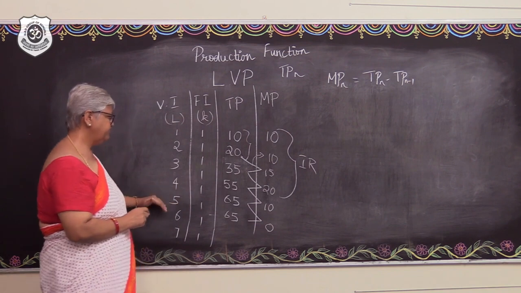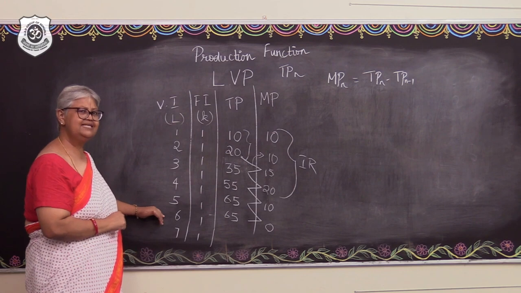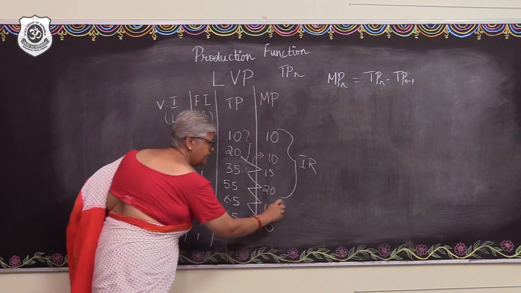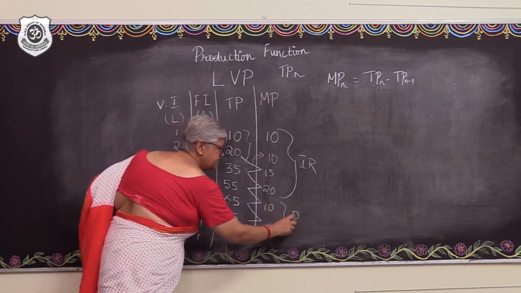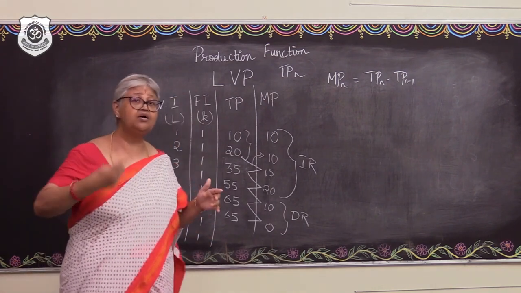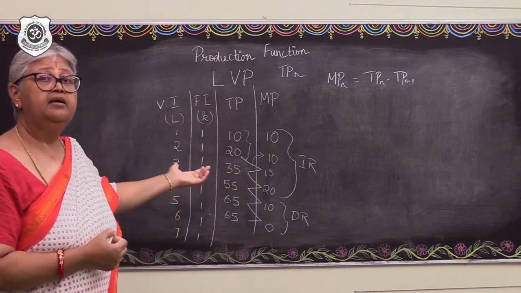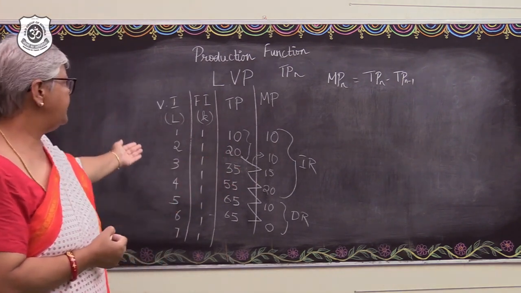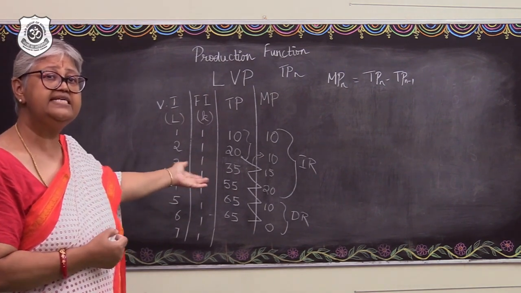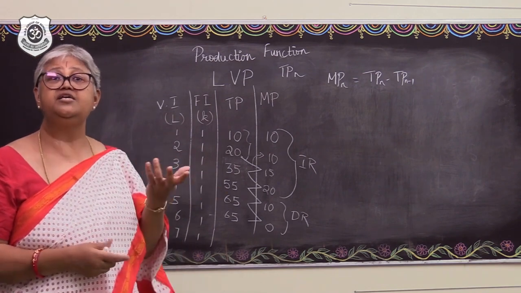After that, from the 5th onwards, the contribution that is done by the 5th and the 6th laborer has fallen. It is a decreasing returns that we see. You have to understand that it is the rate of change that we are talking about. If you look at the TP, that is increasing: 10, 20, 35, 55, 65. What are we talking about then when we say increasing returns, decreasing returns? We are talking about the rate at which the TP changes.